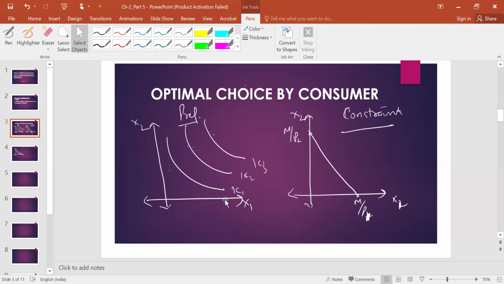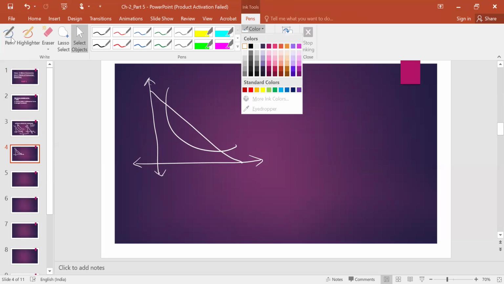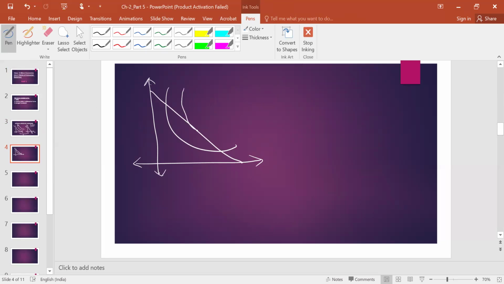What we are doing is combining these two diagrams. One, two, three, I see one, I see two, and I see three. This is x1, this is x2, and this is 0. This is m by p1, and this is m by p2. All right. Now, let's say we have many options for where the consumer can consume.